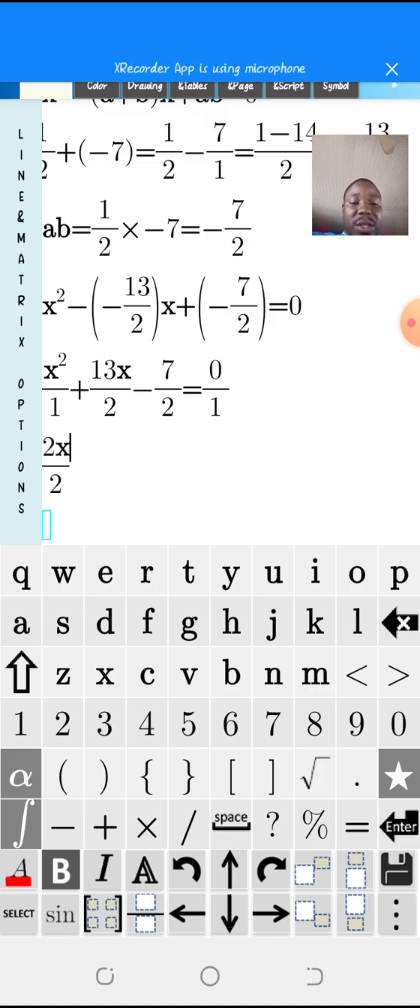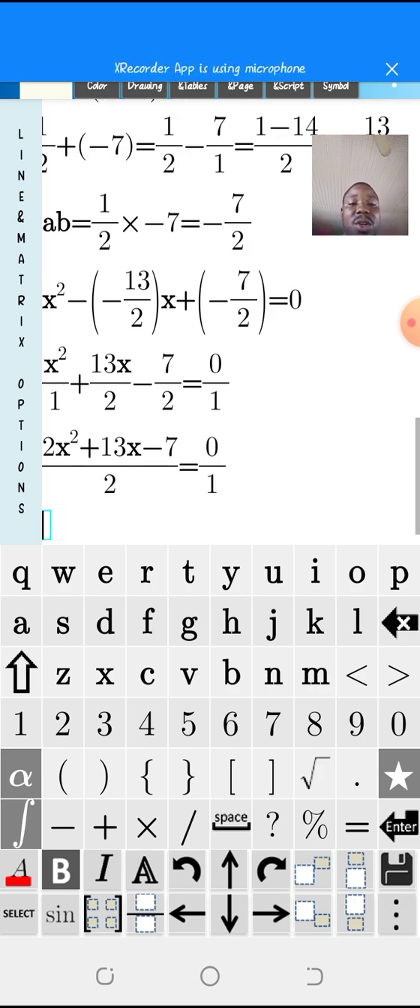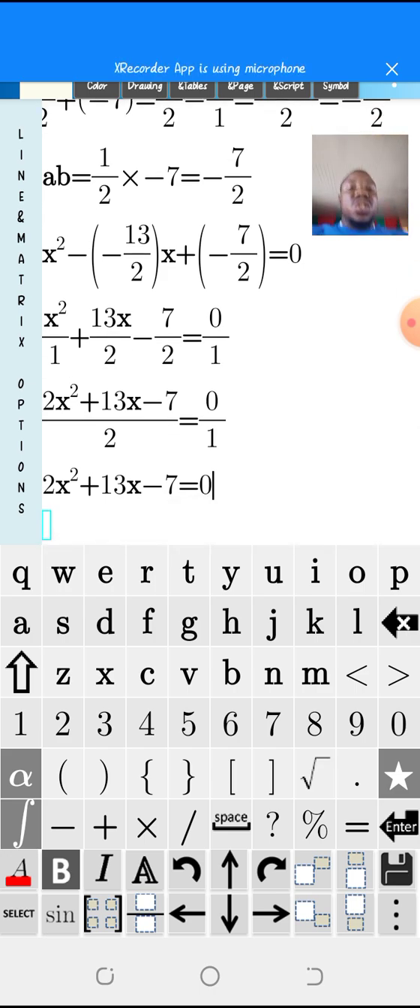2 times x squared is going to give us 2x squared. Then plus, 2 divided by 2 is 1, 1 times 13x is 13x. Minus, of course, here you're going to have 7, equals 0 over 1. Cross multiplying, you're going to have 2x squared plus 13x minus 7 equals 0, which becomes the quadratic equation they ask us to formulate.